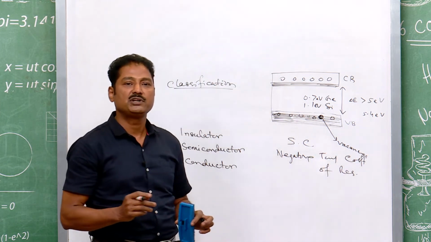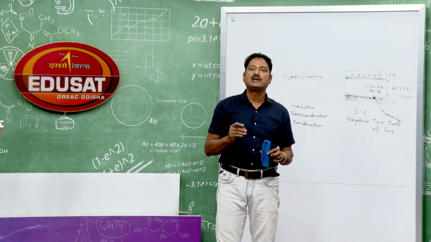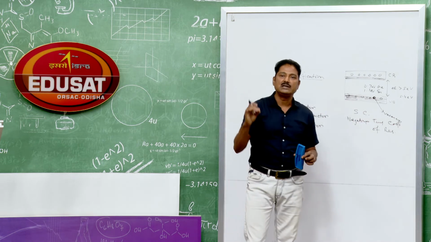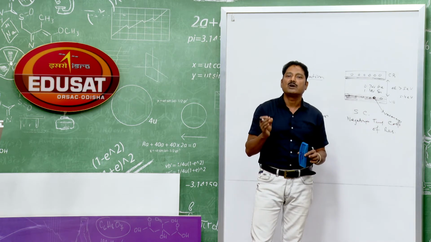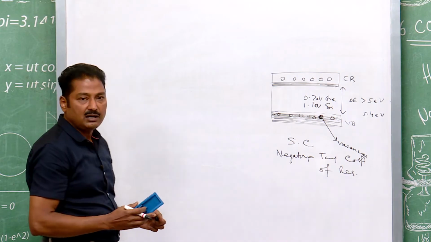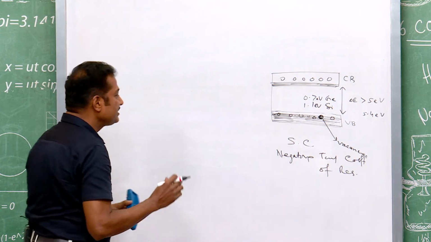Negative temperature coefficient of resistance means, if you increase the temperature of the semiconductor, then your resistance will decrease and it will be more and more conducting element. But what about the conductor? In conductor, the case is slightly different.